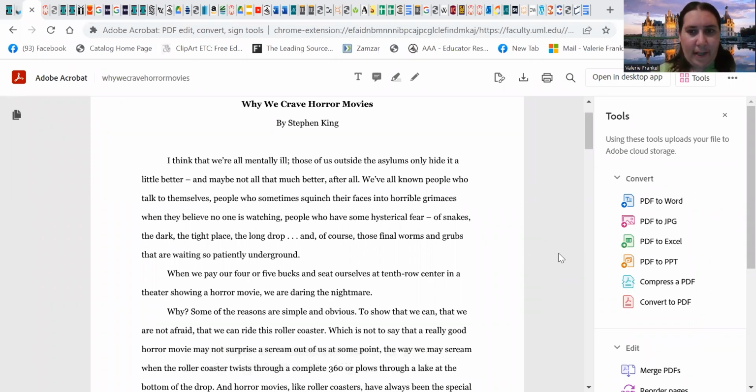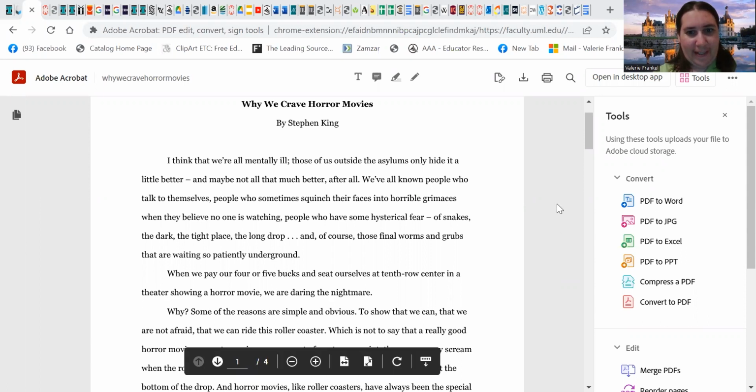All right, so here's another essay, Why We Crave Horror Movies. This starts off with its own hook. I think we're all mentally ill, just those of us outside the asylums hide it a little better. When we pay our few bucks, remember those days, and sit down in a theater showing a horror movie, we're daring the nightmare.